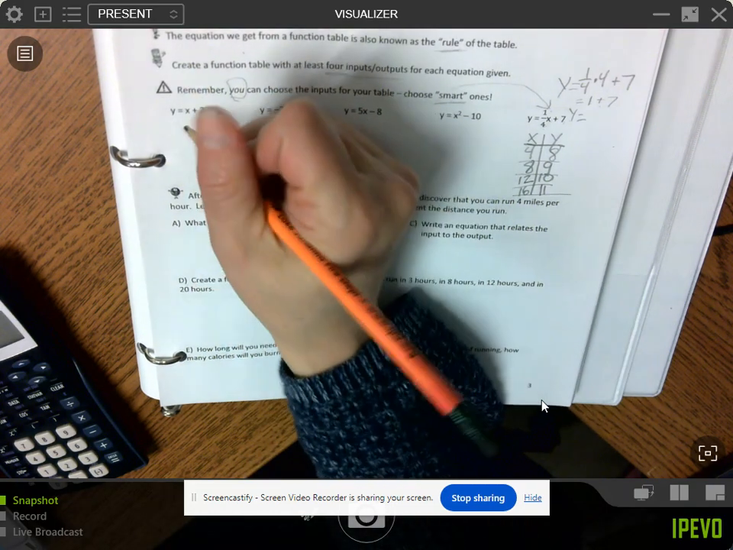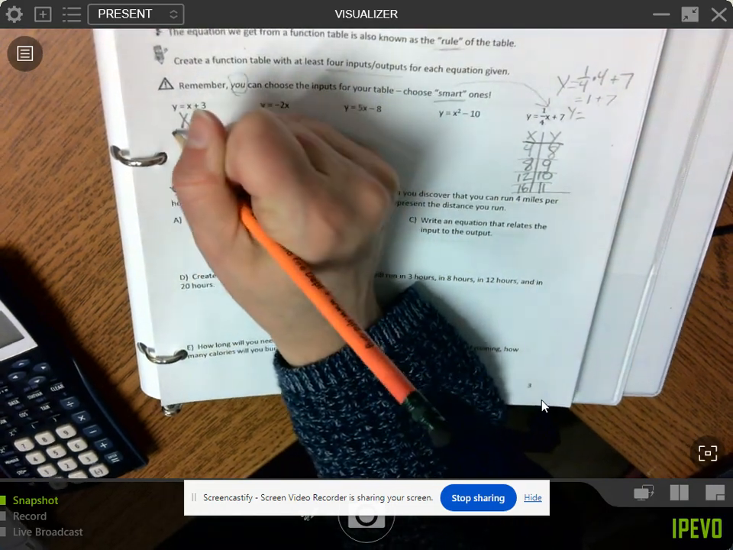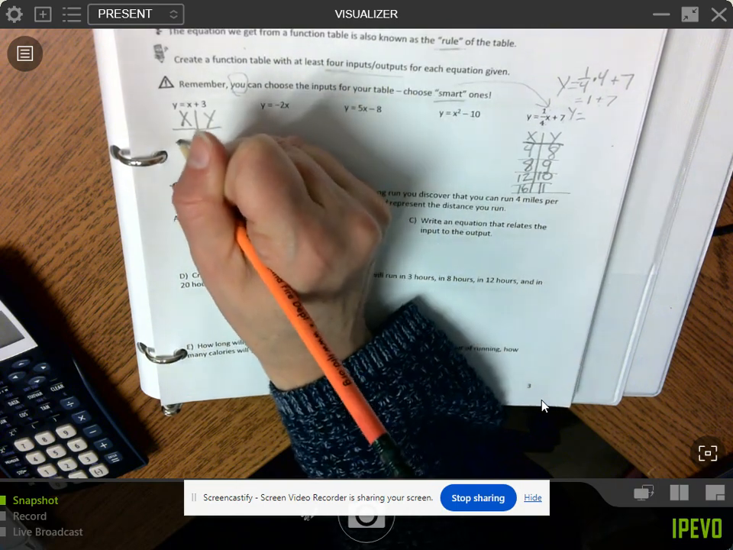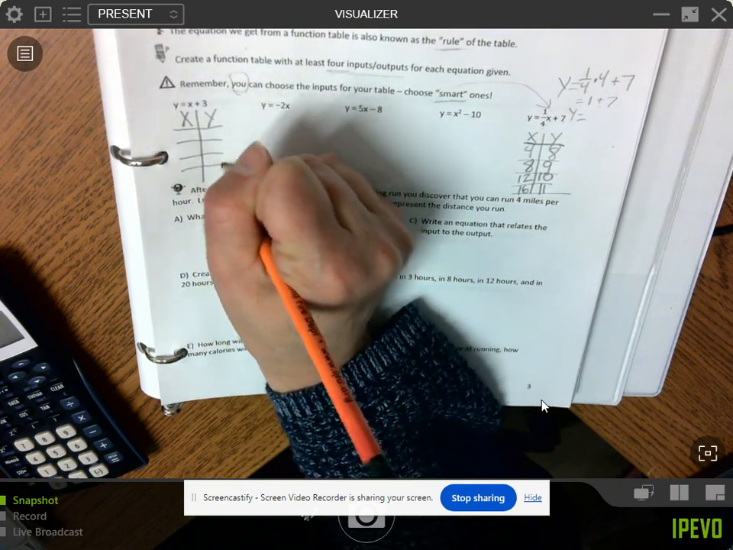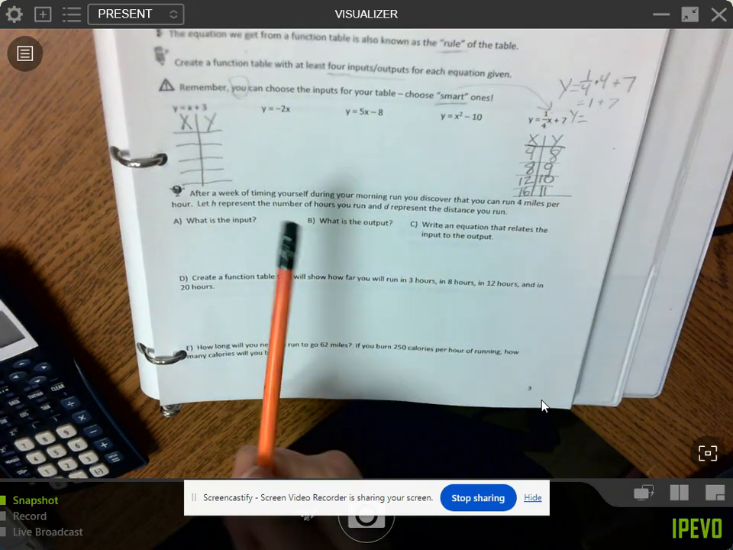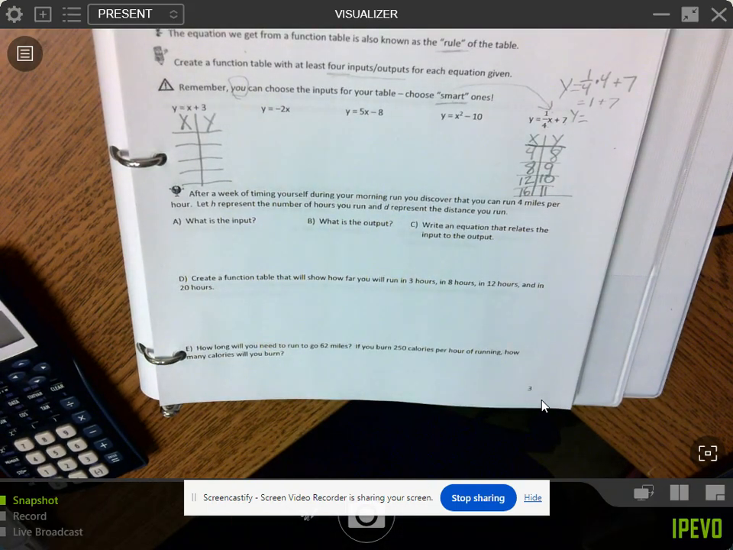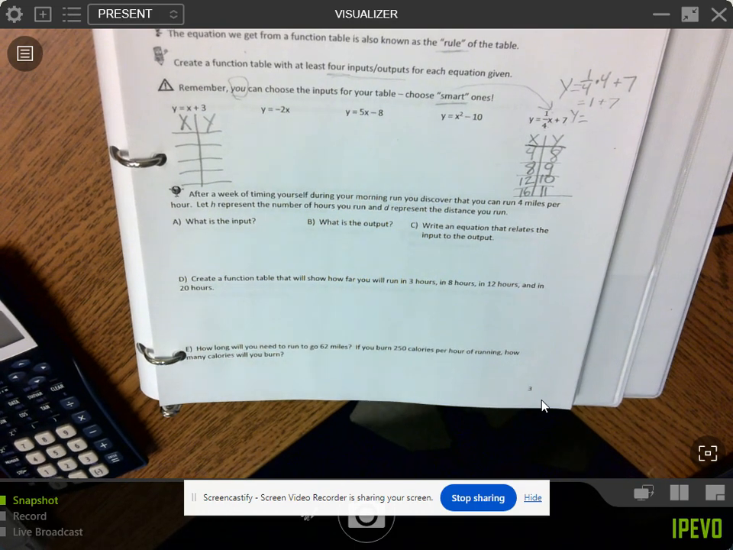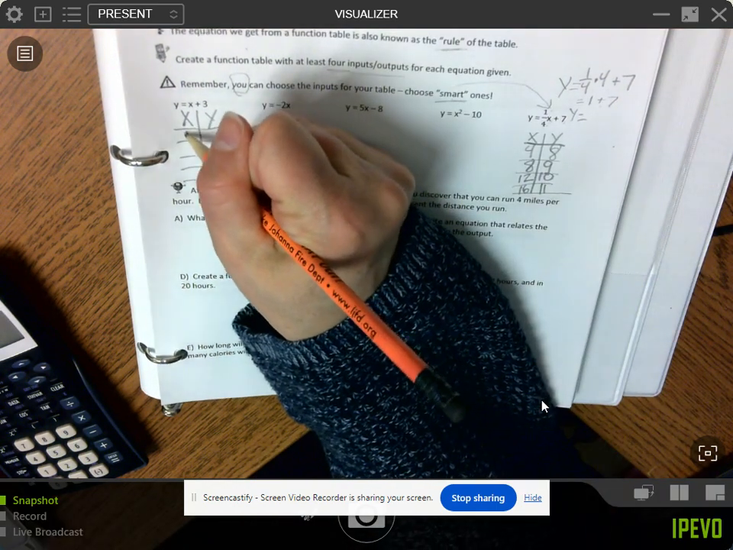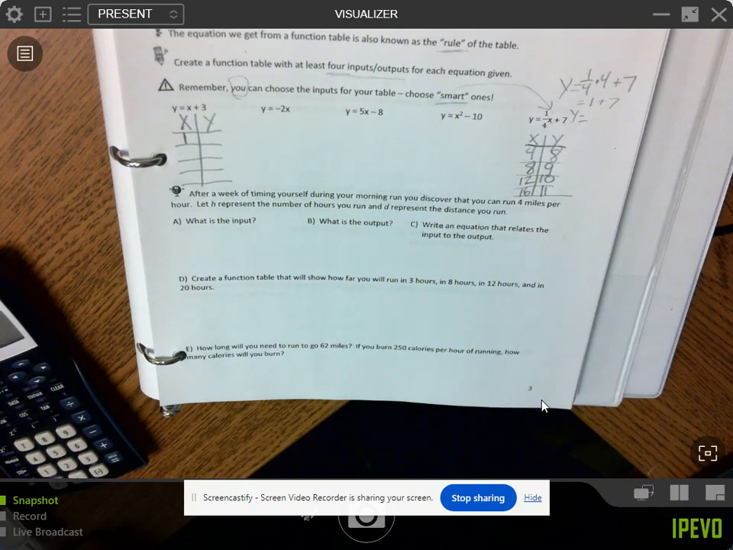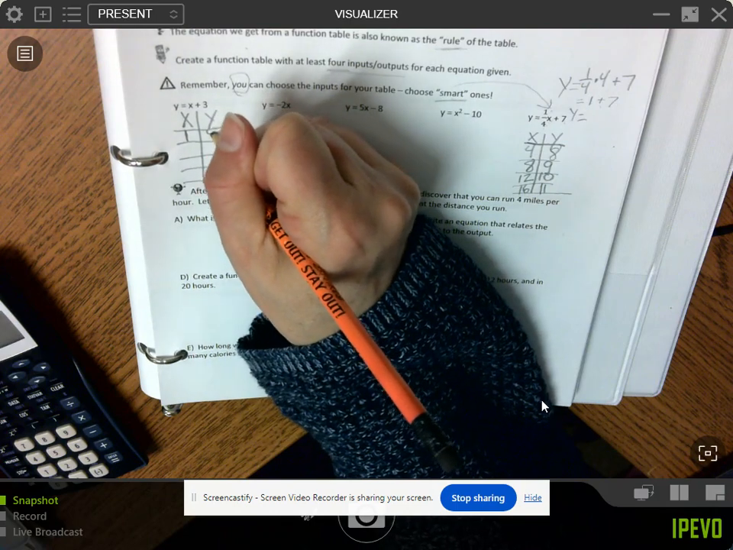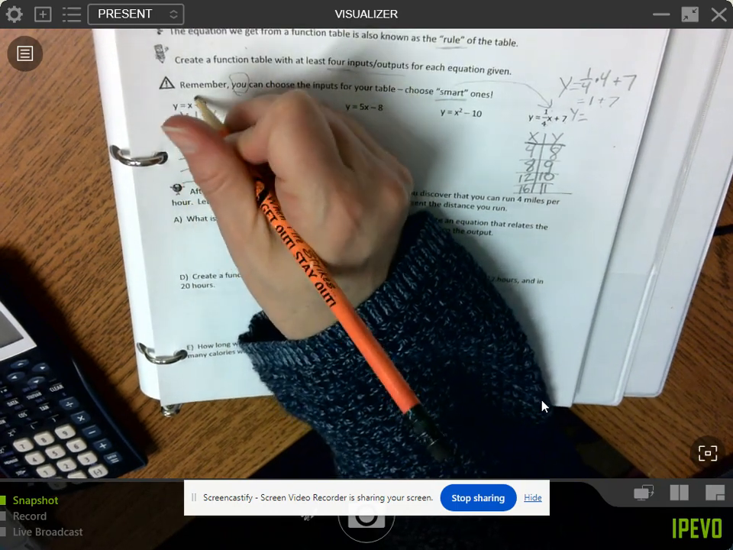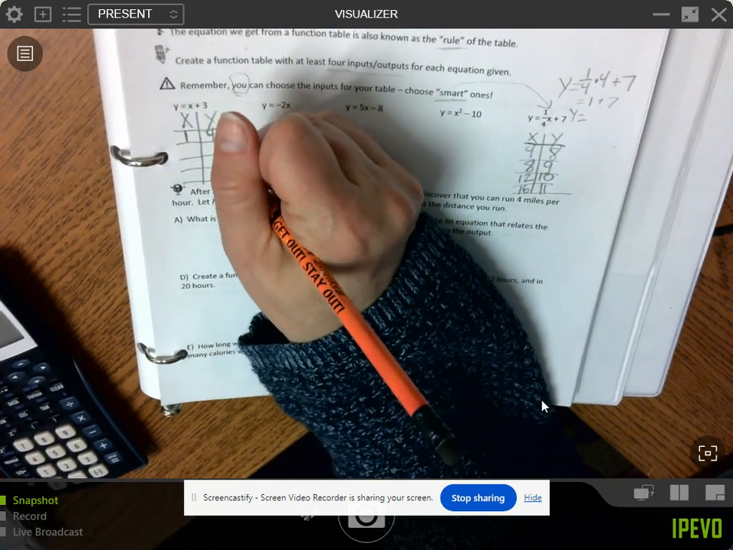So let's look at this first one here. Remember, I set my function table up with the x and the y. I need to have at least 4 x's. This one, it's just x plus 3. What should I use? What would you think would be a good input to put in? Grace? 1. Okay, if I put a 1 into x plus 3, what do I get out of it? Damien? 4. Because 1 plus 3 is 4. So x is 1, I put that in, and then y is what I get out.